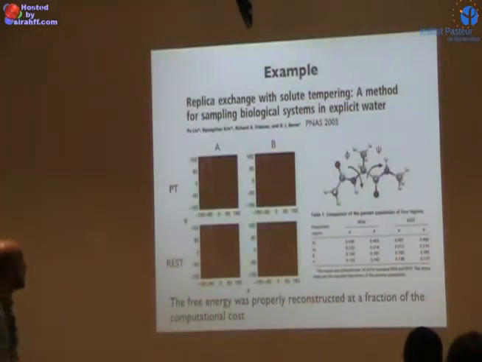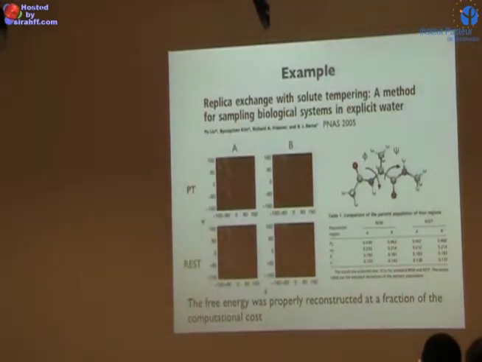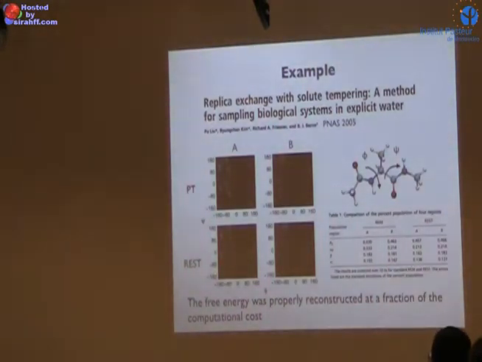Okay, then this is not very clear. It's nice that you accelerate the transition between two states, but at the end of the day, you are interested in how well you can reconstruct your free energy surface as a function of these two dihedrals. They compared their technique with the standard replica exchange, starting from two different configurations, and they were happy because they reconstructed the population of these states in the Ramachandran plot, with replica exchange solute tempering as well as with replica exchange, at a fraction of the computational cost.